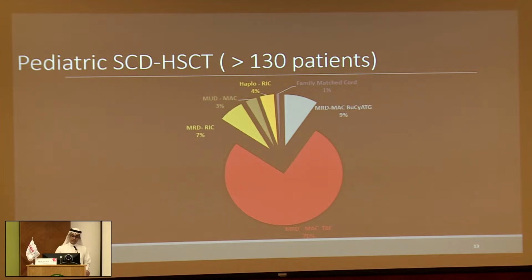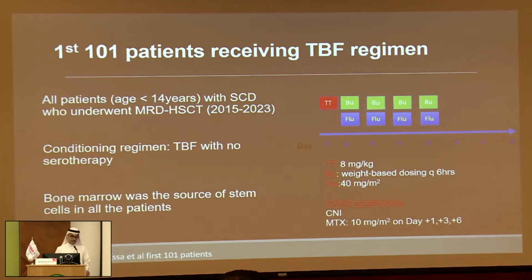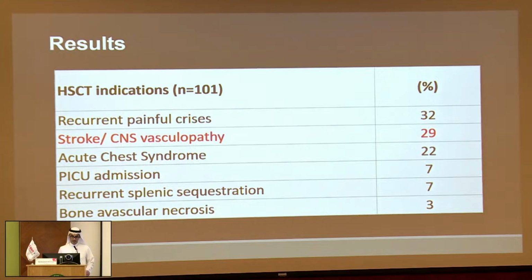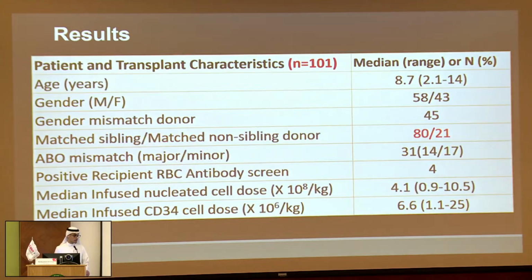So if you look at the cake in our hospital or how much was done, the majority are myeloablative with the TBF regimen, so thiotepa, busulfan, fludarabine, and we have presented that in the last SSBMT, using thiotepa and targeted busulfan dosing with calcineurin inhibitor and methotrexate as GVHD prophylaxis. And the main indication was recurrent painful crisis in 32%, and 29% of those had a stroke.